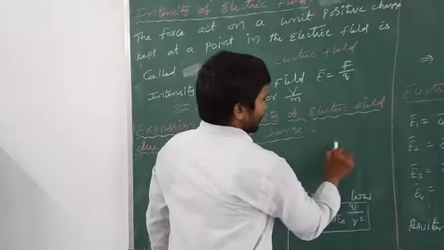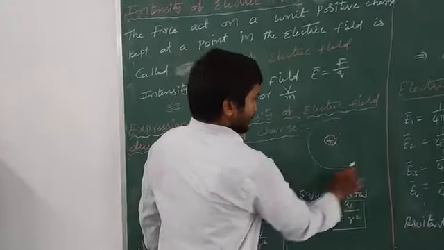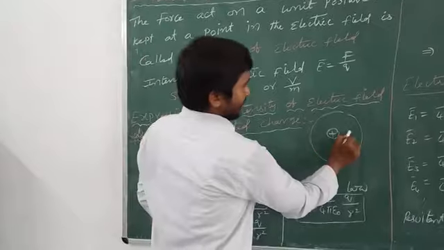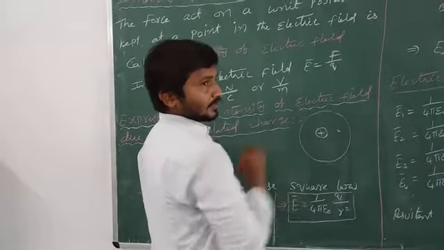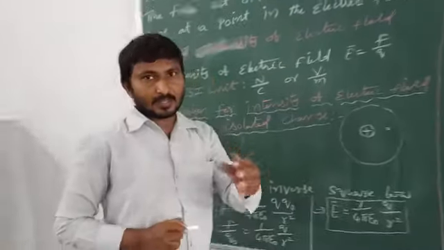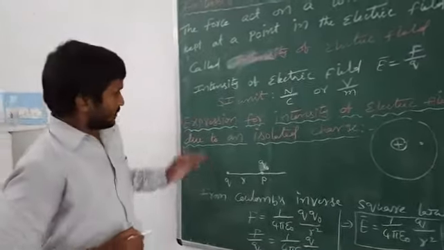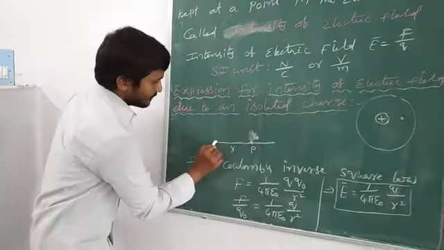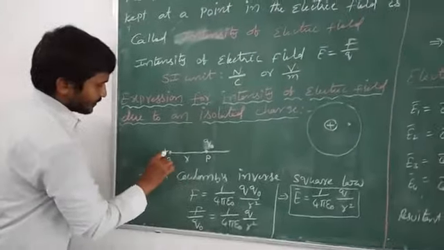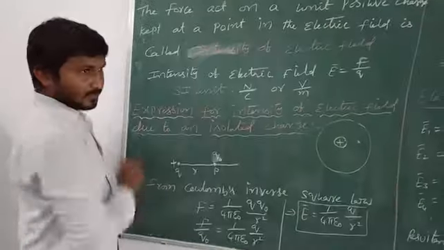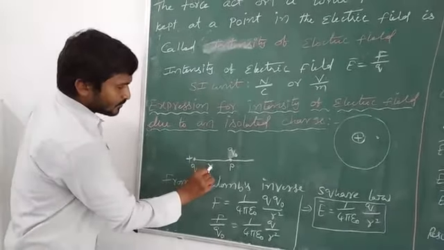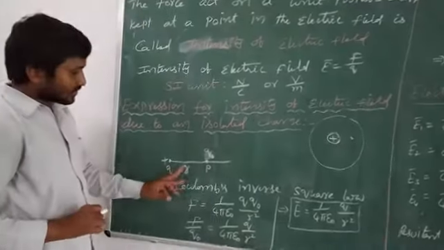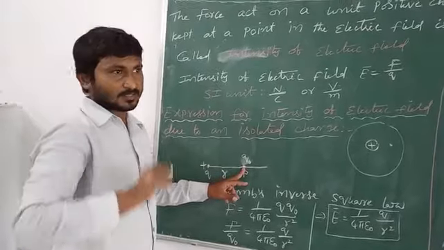Now we have a charge that produces electric field around it. Now we have to find out the intensity of electric field at a point due to that charge. Here we are going to derive one equation, the expression for intensity of electric field due to an isolated charge. For that purpose, let us consider a charge Q which forms electric field around it, and we want to determine the intensity of electric field at a point P, which is at a distance R.